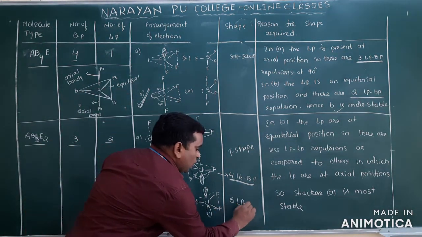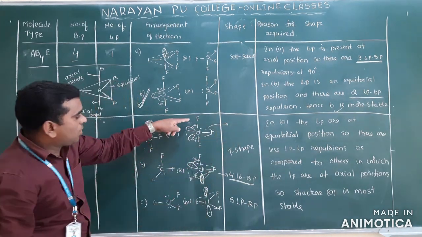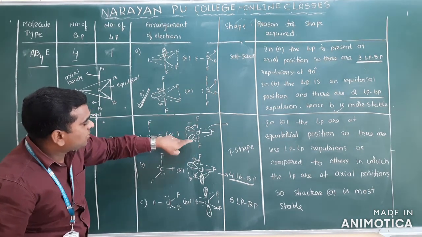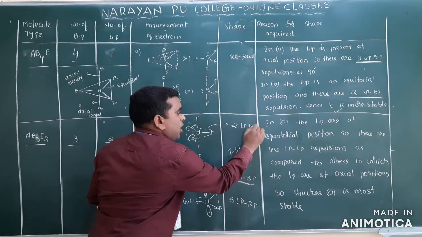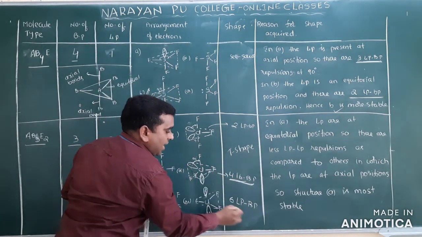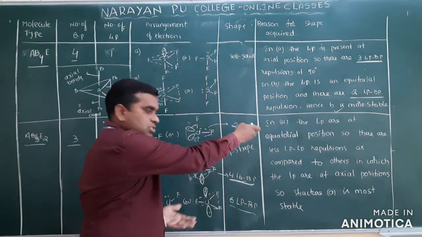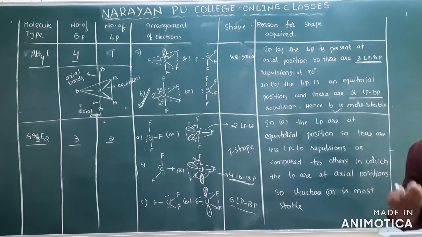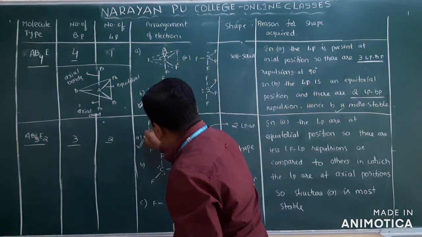Totally 6 lone pair bond pair repulsions are there. But if you take in this case, how many bond pair lone pair repulsions are there? Only 2. Got my point here? So here there are 2 lone pair bond pair repulsions, but here 4 and here 6. So which one is the most stable form? The more the repulsions, the more the energy and the less the stability. So this is the correct one.